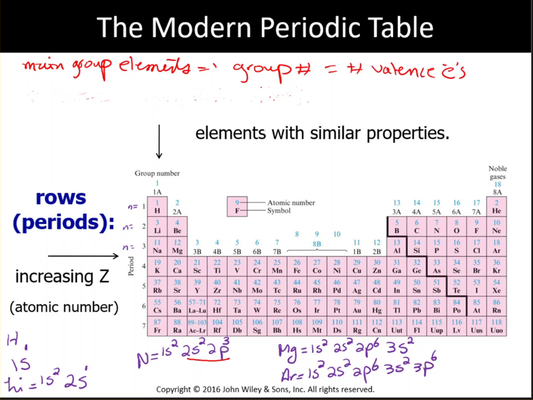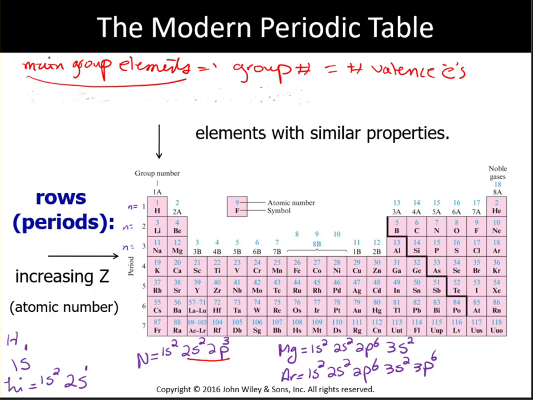This is very important to know because oftentimes we need just the number of valence electrons when we do bonding. So you can look quickly at the periodic table, look at the group number, and find out how many valence electrons you expect. And keep in mind that the group number equals the number of valence electrons only for main group elements, not transition metals.